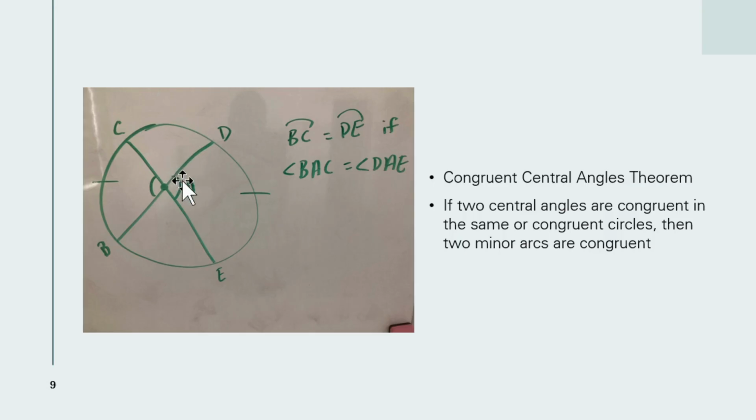So let's say this angle was 90 degrees, okay? This is not drawn to scale, but let's say this is 90 degrees. Then if this is also 90 degrees, that means arcs BC and DE of the circle are the same.